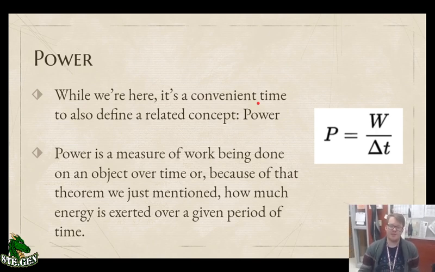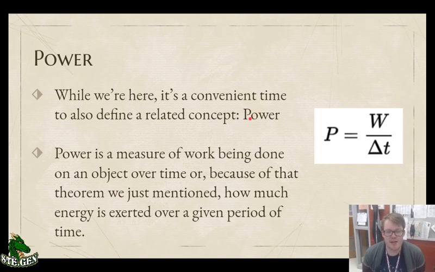But while we're just getting some of these definitions of these basic ideas out of the way, it's probably for the best to get this over with. So power is a measure of work being done to an object over time. Or, because of the theorem we just mentioned, how much energy is exerted over a given period of time. It's work or energy divided by the time that it takes for that work to be done.